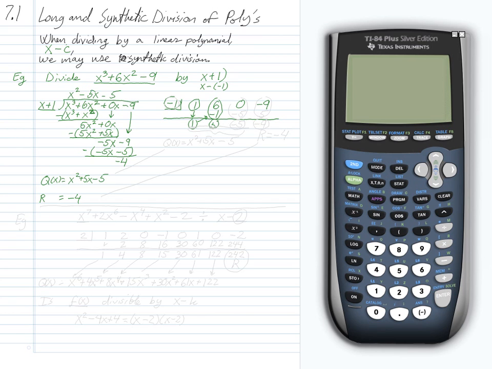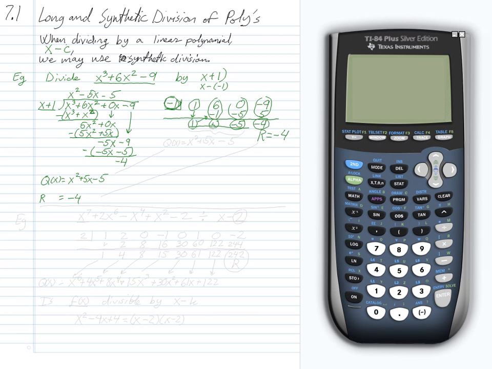And now I will multiply the result 5 times what's in the box. And again, I will add 0 minus 5 now gives me negative 5. And I'll multiply one more time, negative 5 times what's in the box. And finally add my last column, giving me negative 4. Now, the three numbers that I have circled here are the coefficients of the quotient function, and this final number is my remainder.